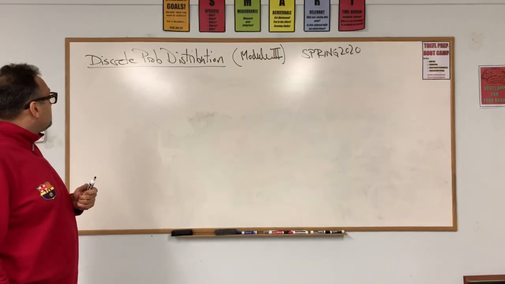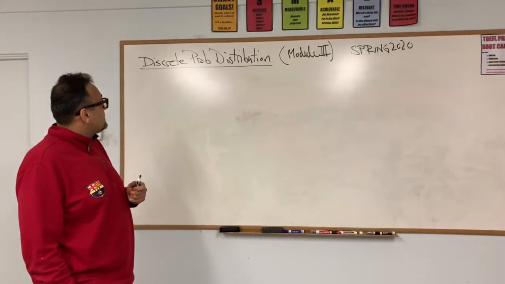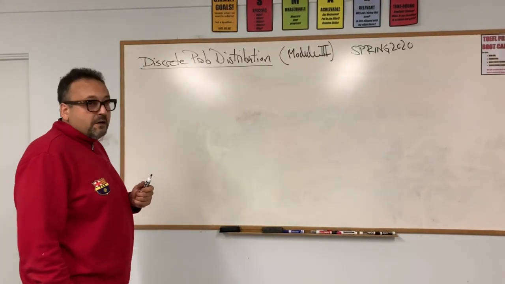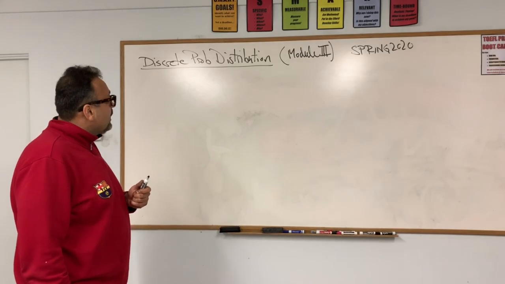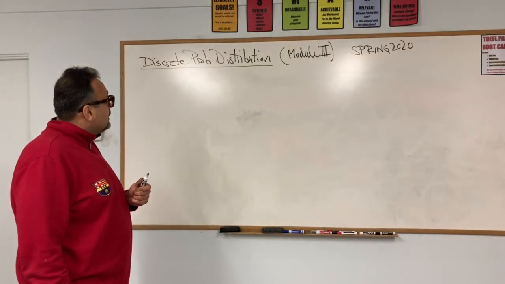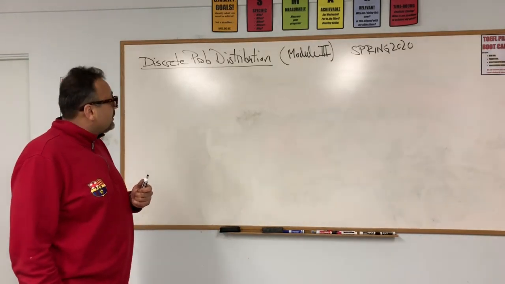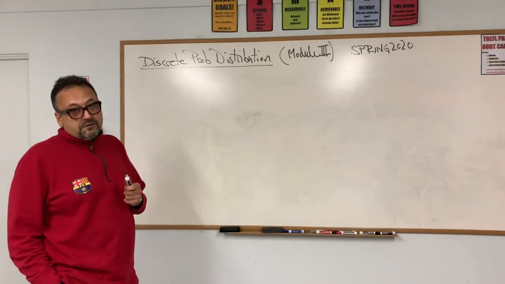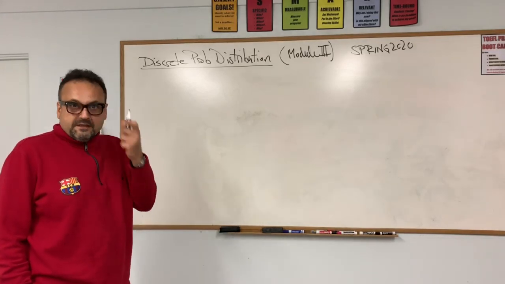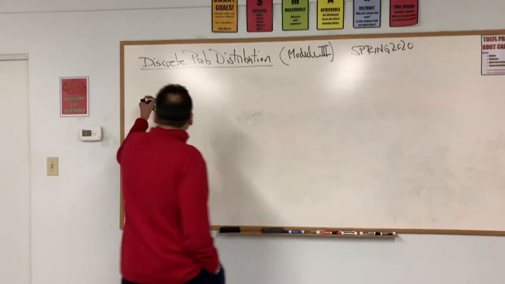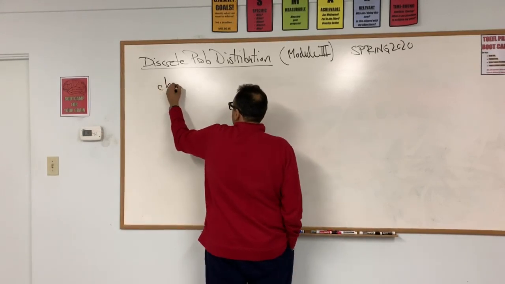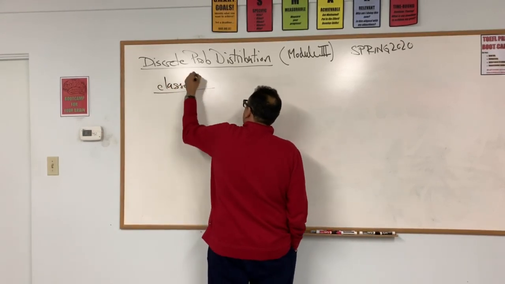So today I'm going to introduce you guys to the concept of discrete probability distribution, which is module 3, and how to set it up and how to label it, and what's the difference between a discrete probability distribution and a frequency table. You saw a frequency table in module 2 that looked something like that.